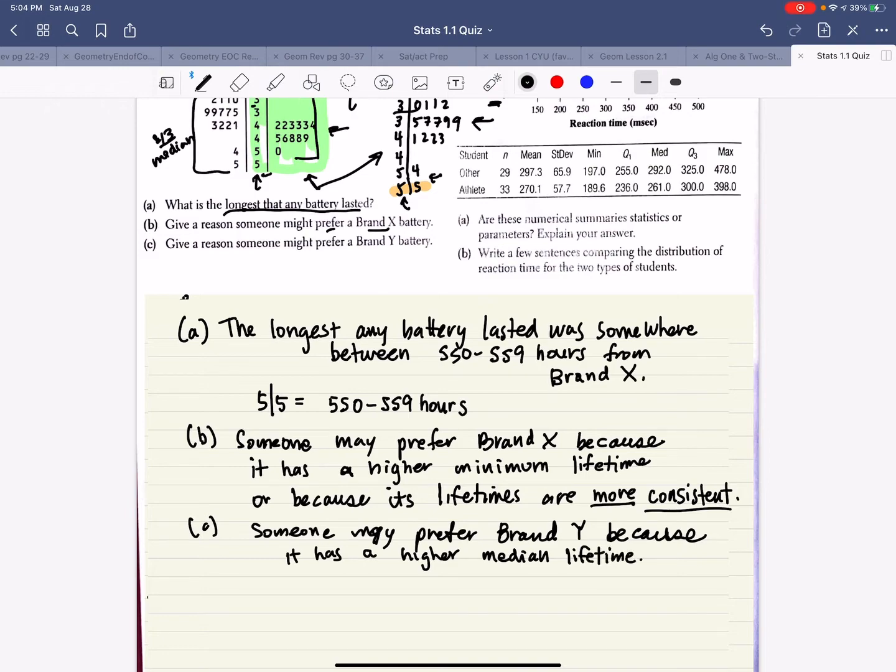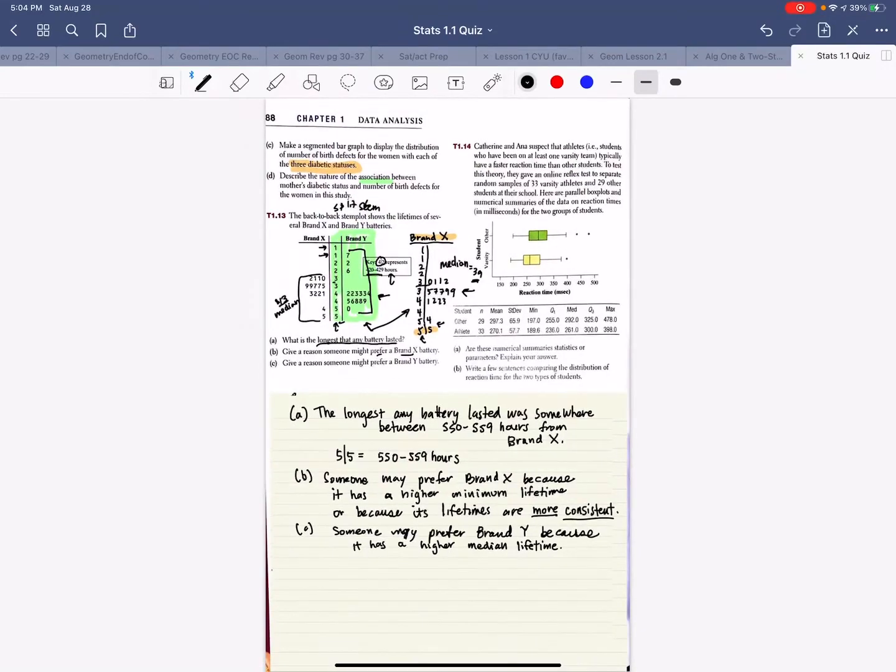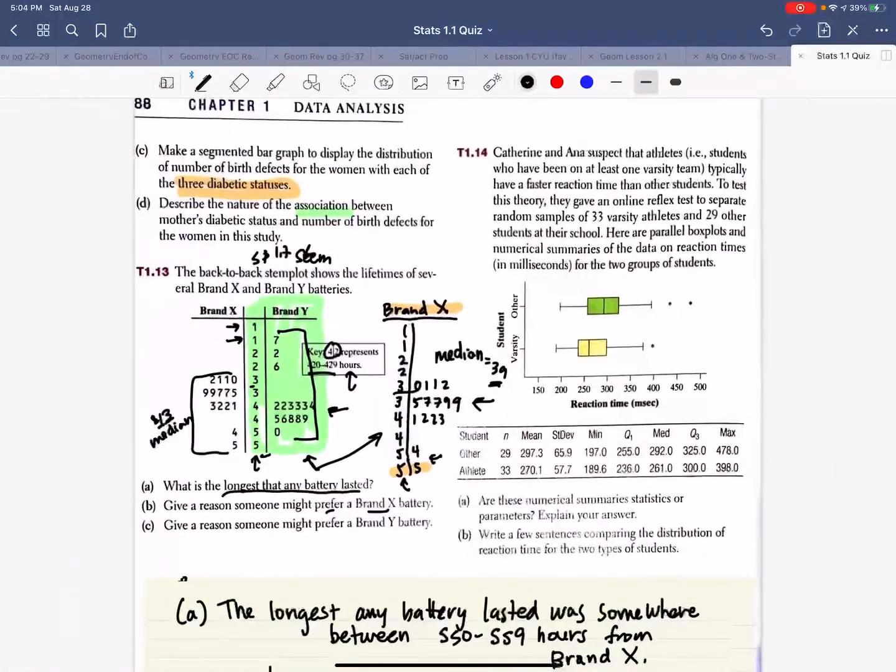All right. Now, let's check out number 14 and we'll call it a day. Catherine and Anna suspect that athletes, i.e. students who have been on at least one varsity team, typically have a faster reaction time than other students. To test this theory, they gave an online reflex test to separate random samples of 33 varsity athletes and 29 other students at their school. So these are the people they talked to.